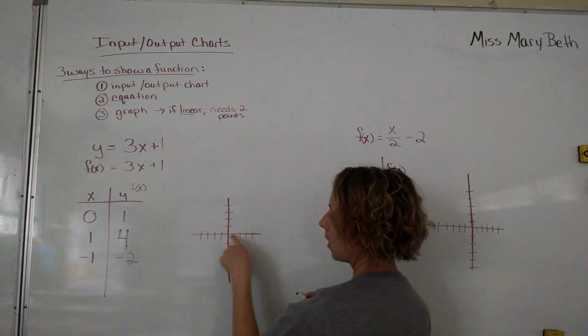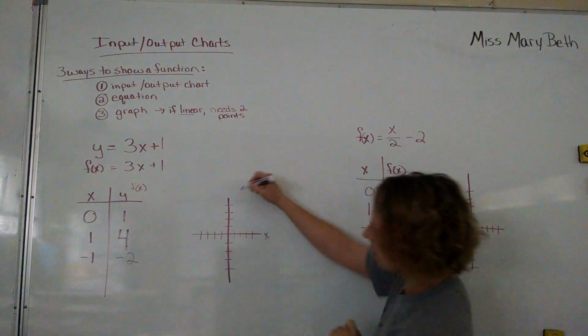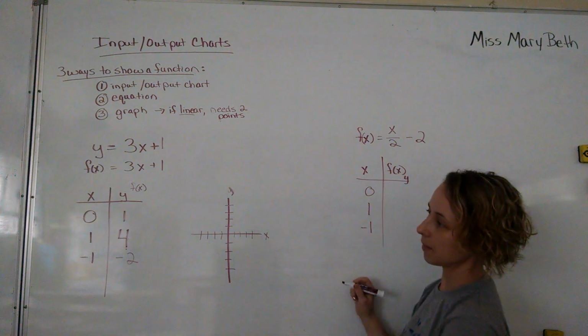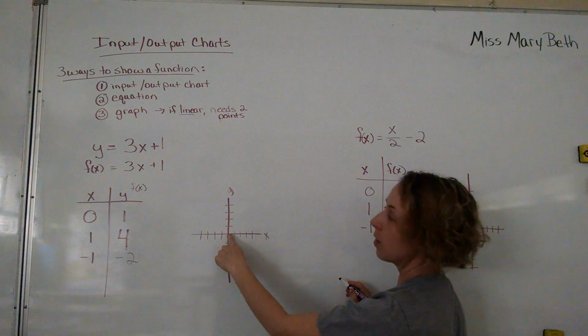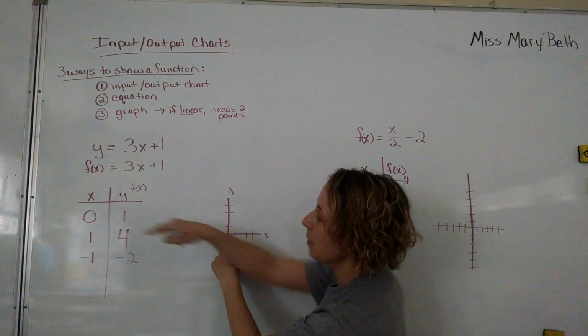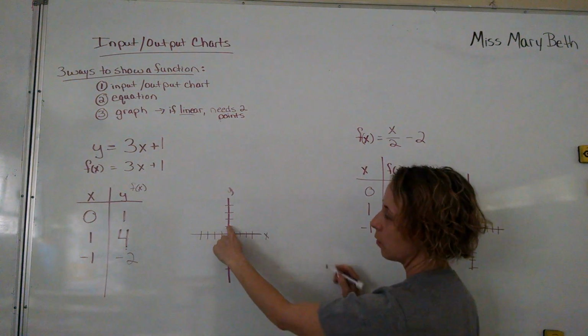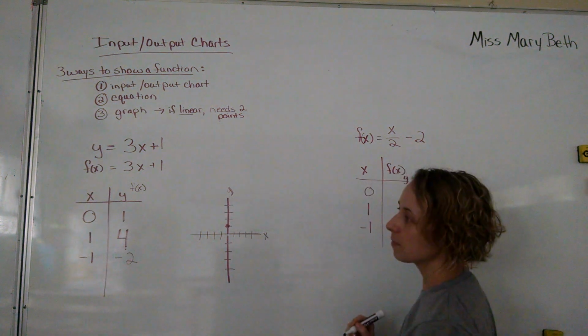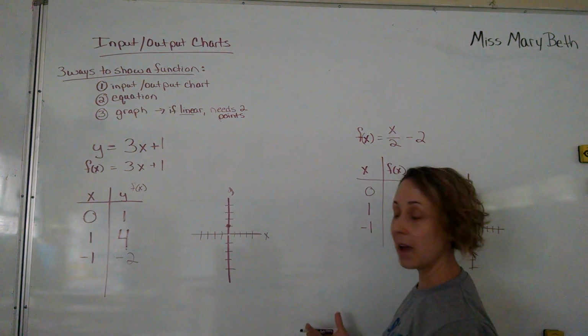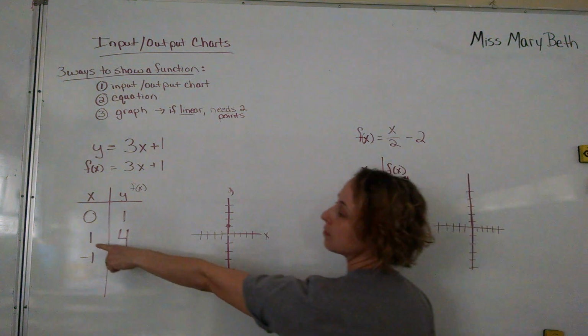My first point is 0, 1. So my x is, this is my x, this is my y. My x value is going to be a 0, so that's right here in the middle. We're not going anywhere. My y value is going to be a positive 1. Well, that's right here on the line. 0, 1. Okay, let's graph another point.